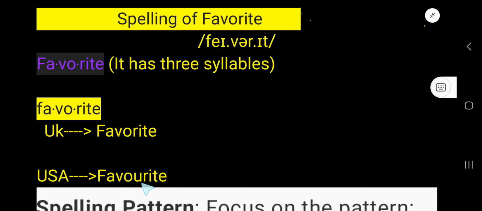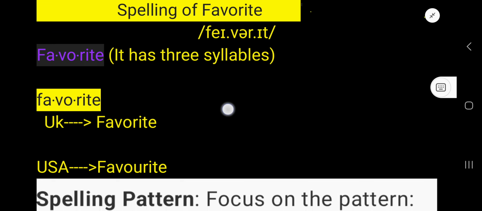For USA people, USA people use another U before R to write the spelling of this word. Favorite. Okay. For UK people, they don't use U, but USA people use U.